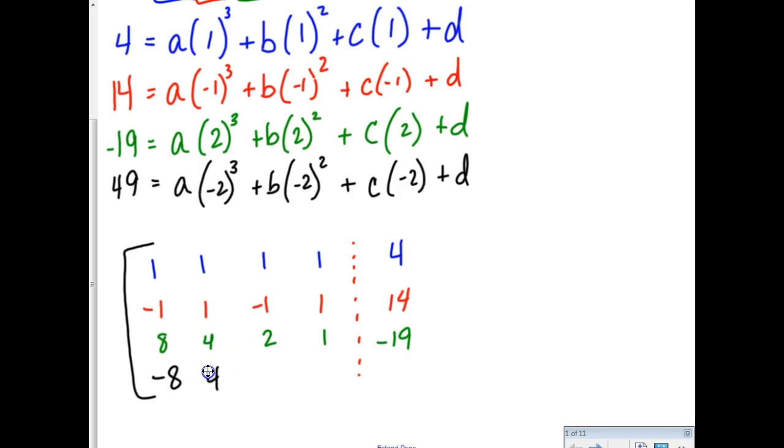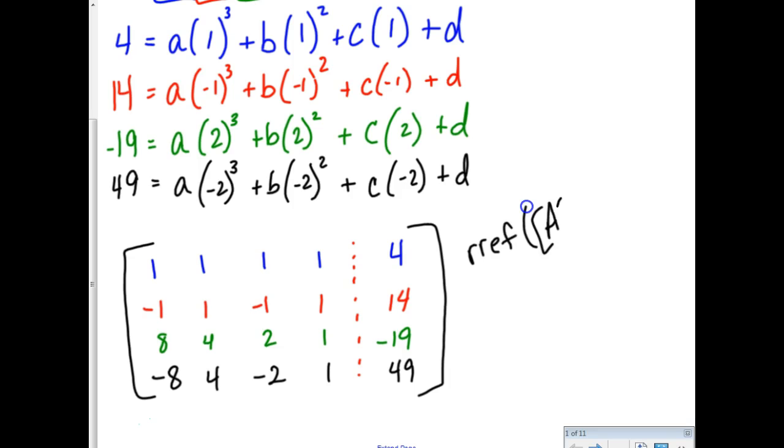And then positive 4, negative 2, positive 1, solution at 49. All right, thank goodness. There's going to be no more thinking on your part. Here you go. Get this into your calculator, command it to find the row reduced echelon form of this matrix, wherever you're entering it.